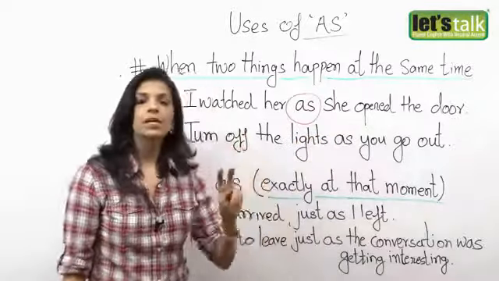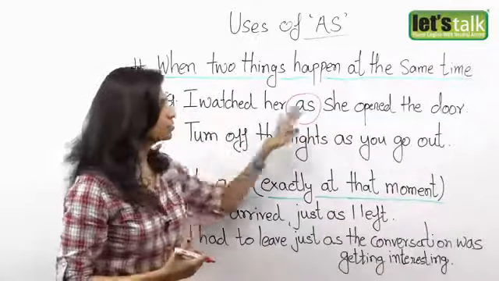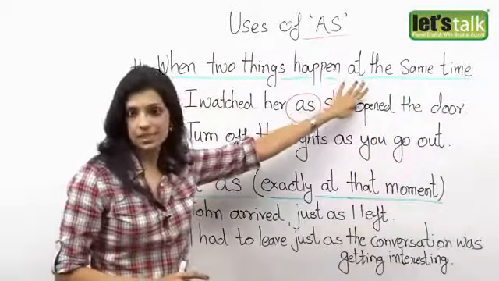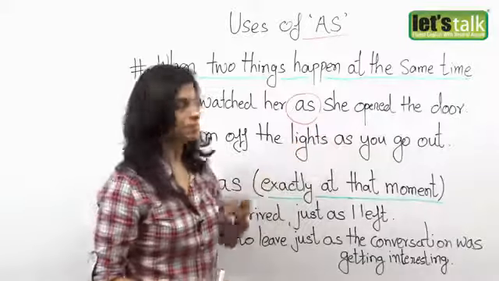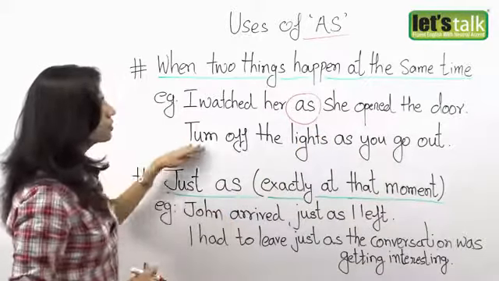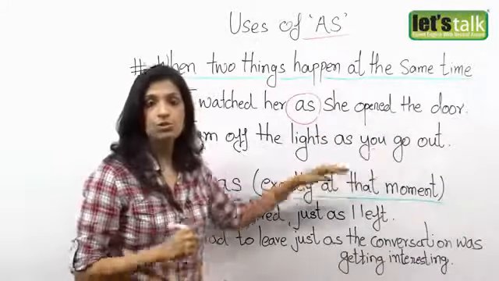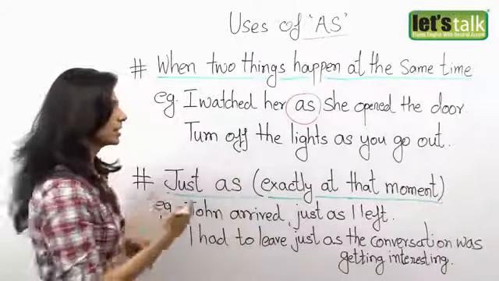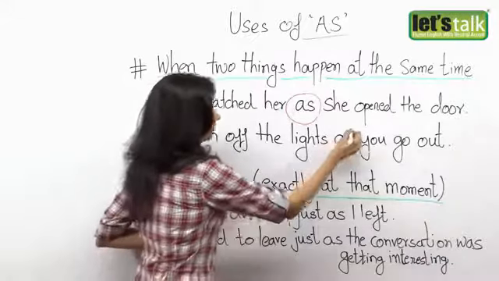So there were two things happening. You were watching her and she was opening the door. So when you want to talk about two actions that happen at the same time, you use "as". Now in my next example, turn off the lights as you go out. So again, there are two actions happening at the same time. You're going out and then you're turning out the lights.